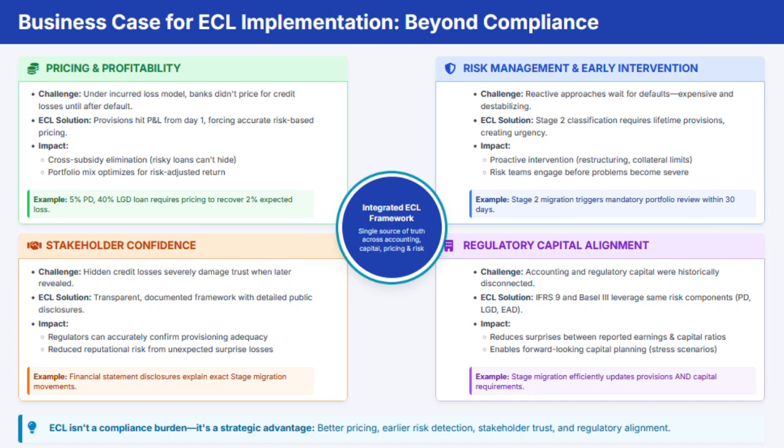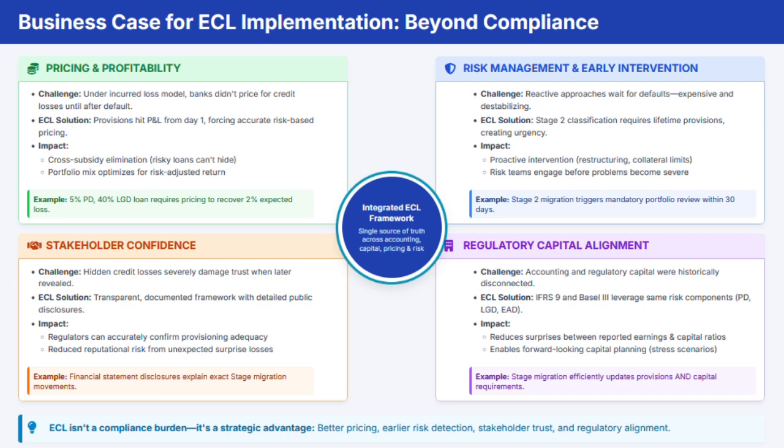Now let's talk about the practical business-oriented reasons why banks actively implement ECL models, beyond just regulatory compliance. First is pricing and profitability. Under the old incurred loss model, banks didn't feel the cost of credit losses immediately. But under ECL, these provisions hit P&L from day one, forcing accurate risk-based pricing.